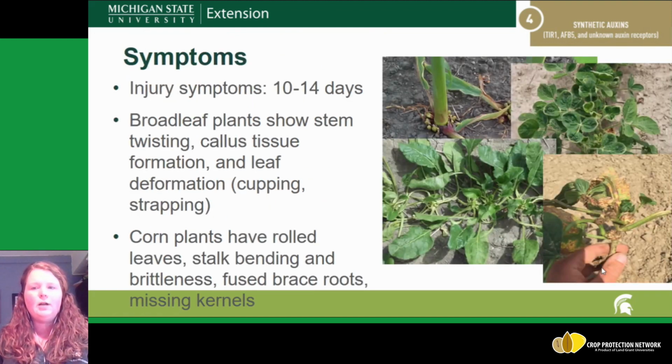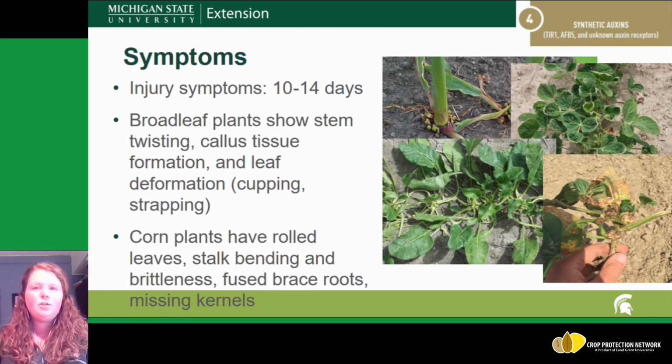Symptomology appears usually within 10 to 14 days, and broadleaf plants show stem twisting, which I'm circling right now, which is a hallmark of this site of action, callus tissue formation, so hardening of some of the plant tissue, and then leaf cupping. So you can see this soybean plant with cupped leaves. That's also a pretty good giveaway for group 4 injury symptomology.